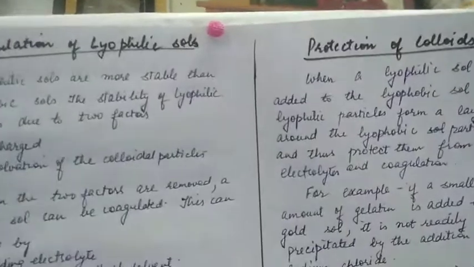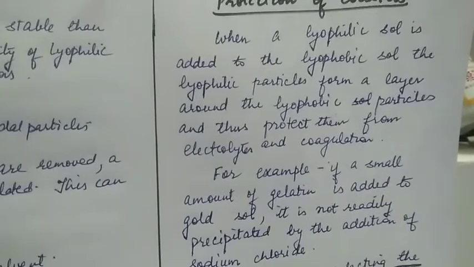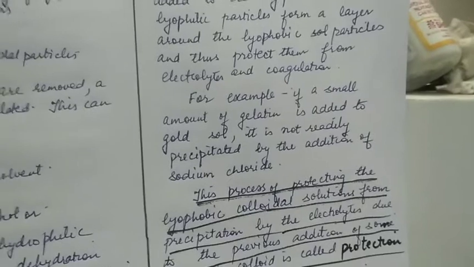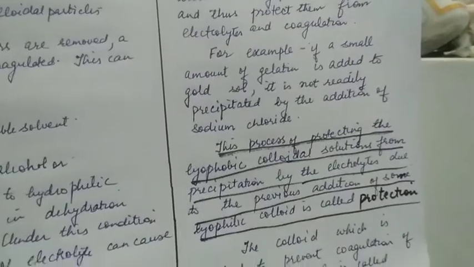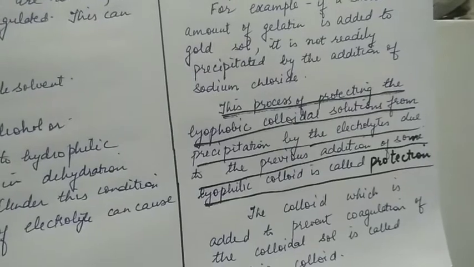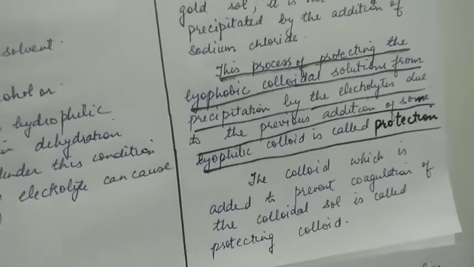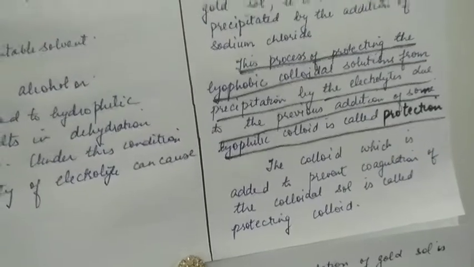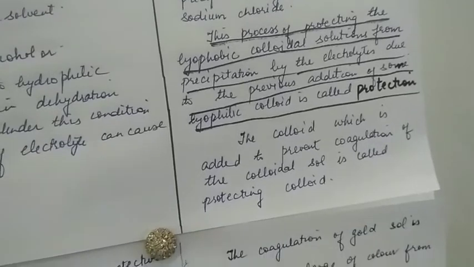Protection of colloids. When a lyophilic sol is added to a lyophobic sol, the lyophilic particles form a layer around the lyophobic particles and thus protect them from electrolytes and coagulation. For example, if a small amount of gelatin is added to gold sol, it is not readily precipitated by the addition of sodium chloride. So the process of protecting lyophobic colloidal solutions from precipitation by electrolytes, due to previous addition of some lyophilic colloid, is called protection.